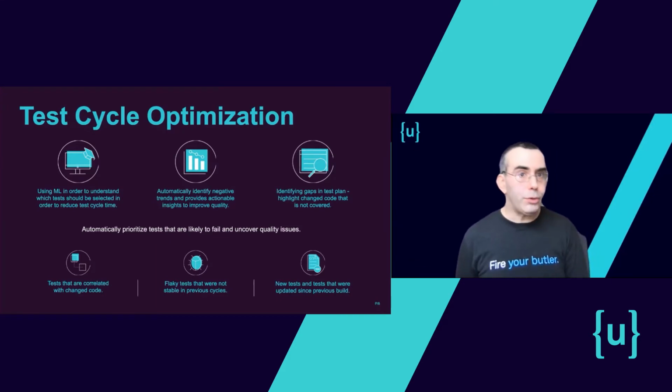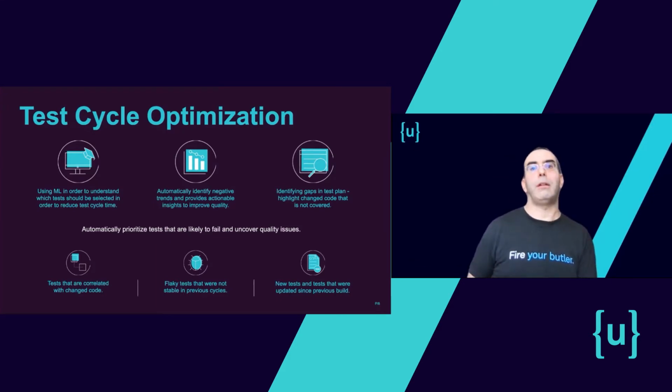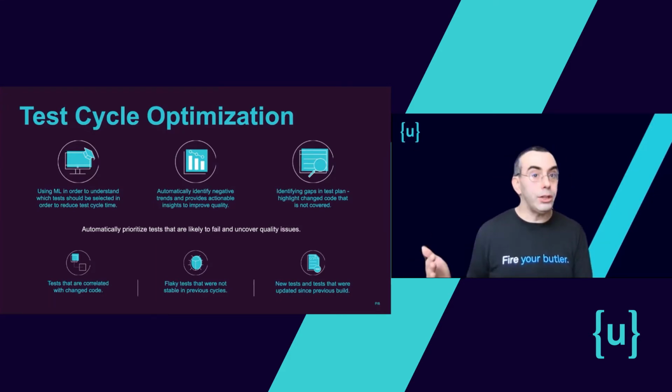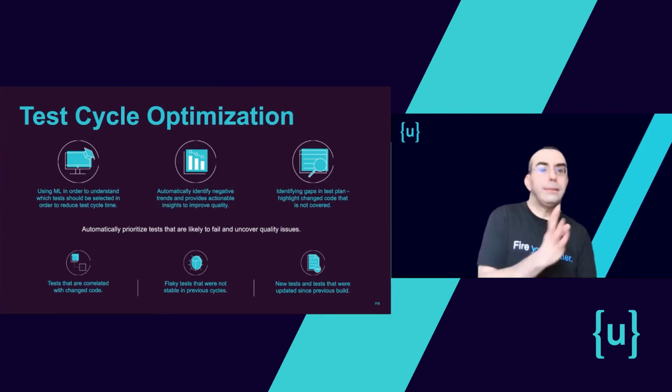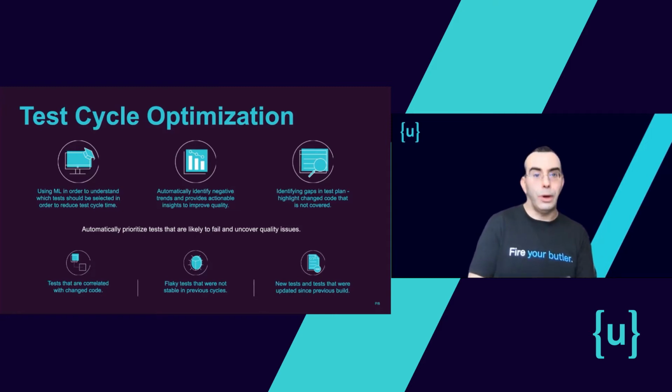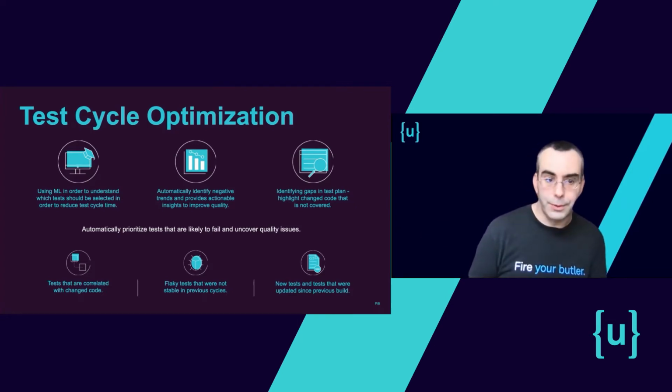And the last metric is based on whether a specific test has changed since the previous test cycle, or it's a new test that we never executed. And if we find such a change in a test, we will make sure that we run this test at the beginning of the test cycle as well to make sure that it's working and to make sure that it does not find any quality issues.